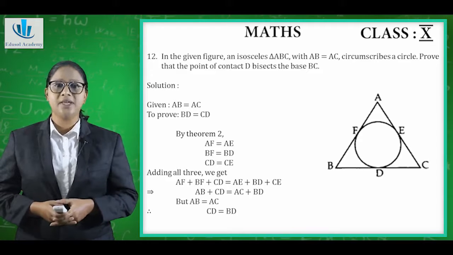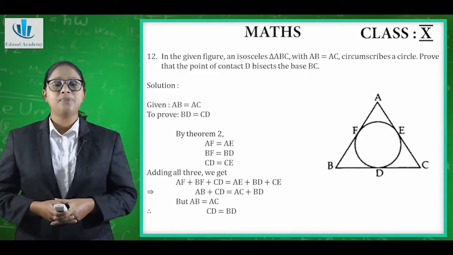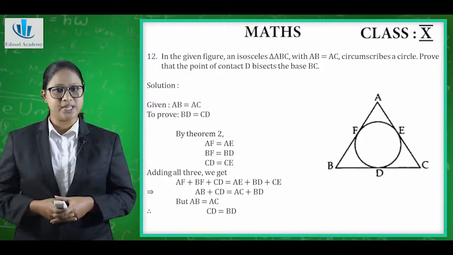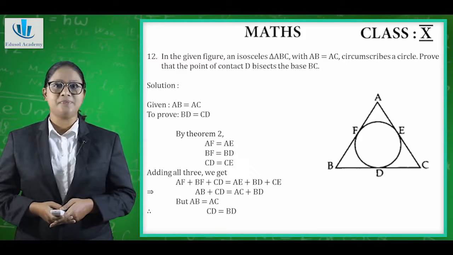So the RHS will become AC plus BD. But we know that AB equal to AC because it's an isosceles triangle. So we can cancel the common terms on either sides. So we have CD equal to BD, hence proved.